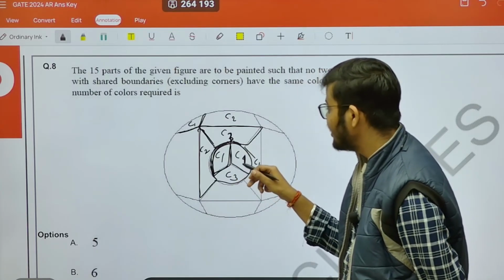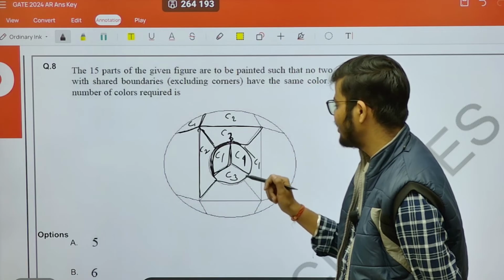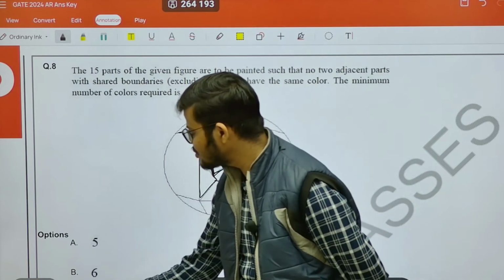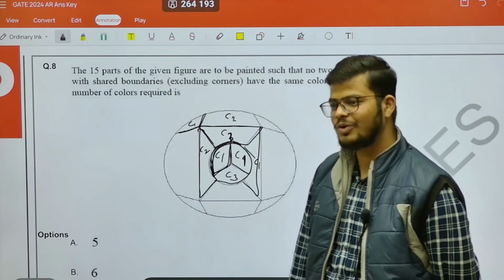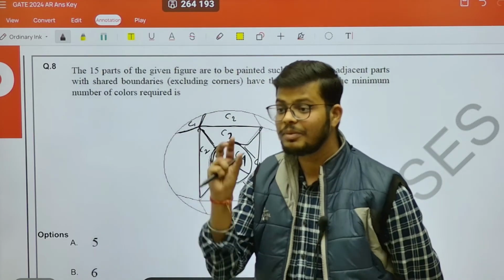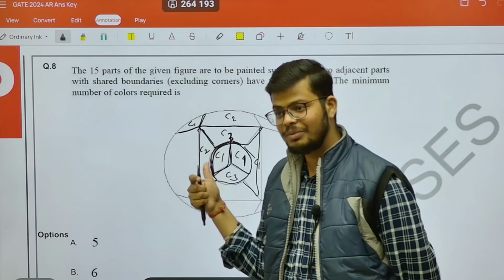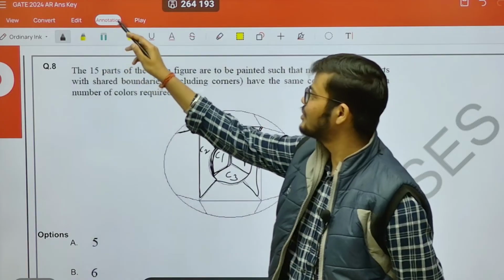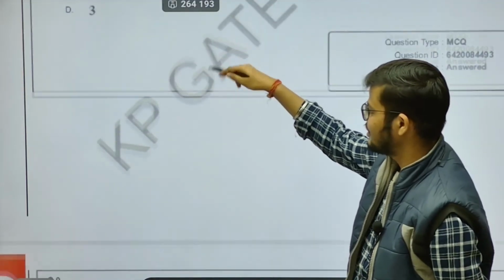You cannot keep C3 here because this is the same boundary, and this option is also there, na? So for this question, which option is the correct one? This option C is the correct one. You can check it on your own, like what are the minimum number of color combinations that can be made so that no two adjacent boundaries share the same color. That was question number 8 based on spatial aptitude.